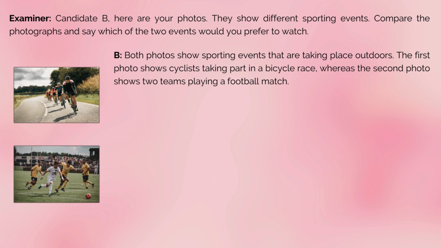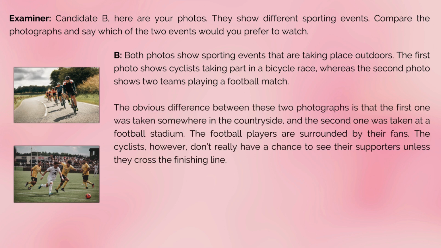Both photos show sporting events that are taking place outdoors. The first photo shows cyclists taking part in a bicycle race, whereas the second photo shows two teams playing a football match. The obvious difference between these two photographs is that the first one was taken somewhere in the countryside, and the second one was taken at a football stadium. The football players are surrounded by their fans. The cyclists, however, don't really have a chance to see their supporters unless they cross the finishing line.